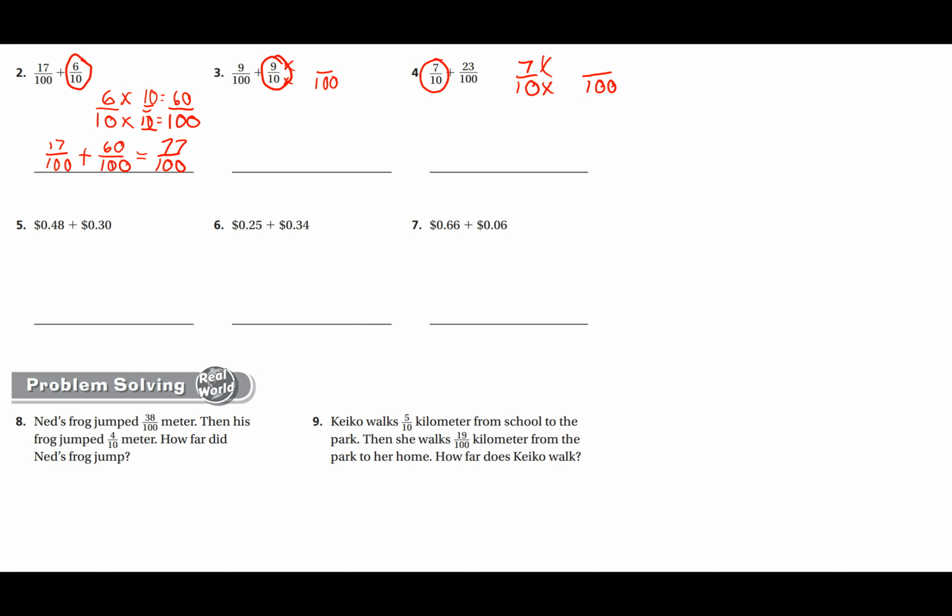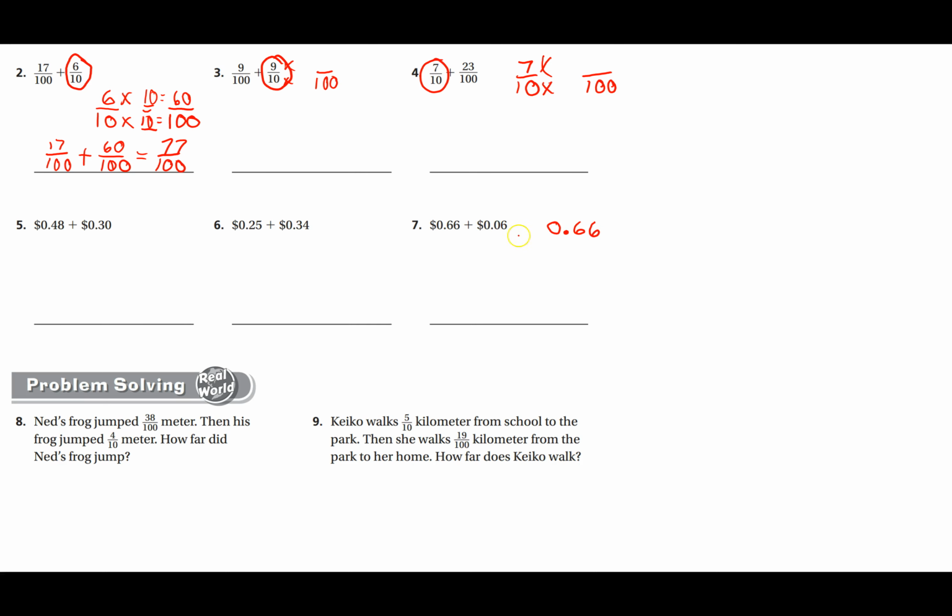All right, let's go down to 5, 6, and 7. Again, they're all similar problems. The key for 5, 6, and 7 is you have to make sure you line up your place values and your decimal points. So I'm going to do number 7 here, and I'm going to start with 0.66, or 66 cents, or we could say this as 66 hundredths. So in the ones place, I have a 0, and then I have my decimal. Then in the tenths place, I have a 6, and in the hundredths place, I have a 6.